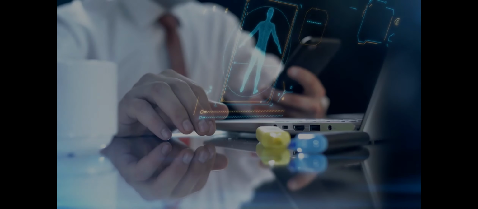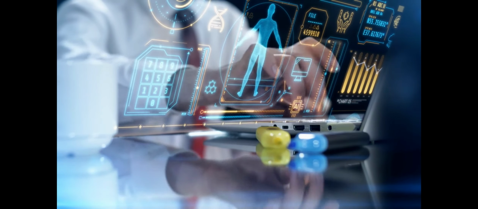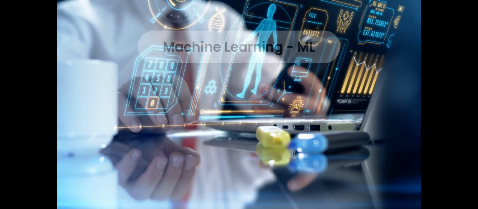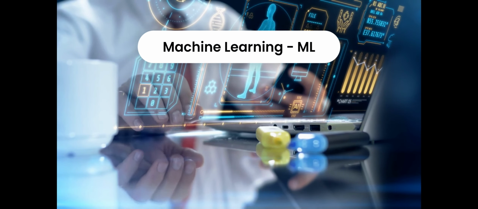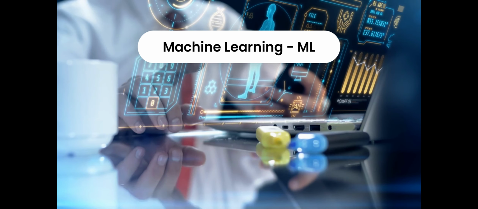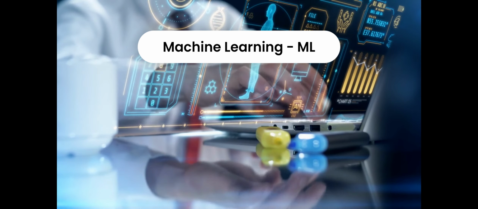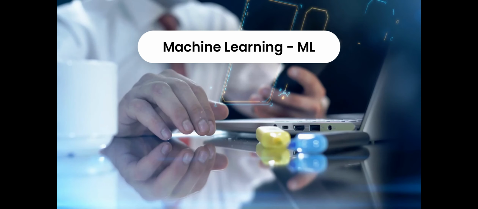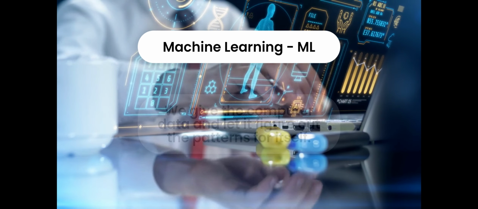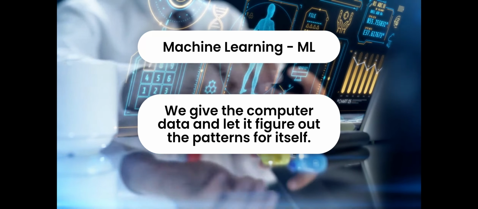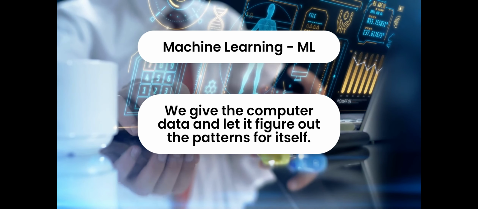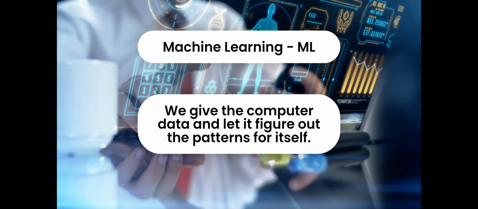Okay, so if AI is about making computers smart, how do they get smart? How do they learn? Often, the answer is something called machine learning. Machine learning, or ML, is a really important type of AI. Instead of a human programmer writing out every single tiny instruction for a task, with machine learning, we give the computer lots and lots of examples, basically data, and then we let it figure out the patterns for itself.